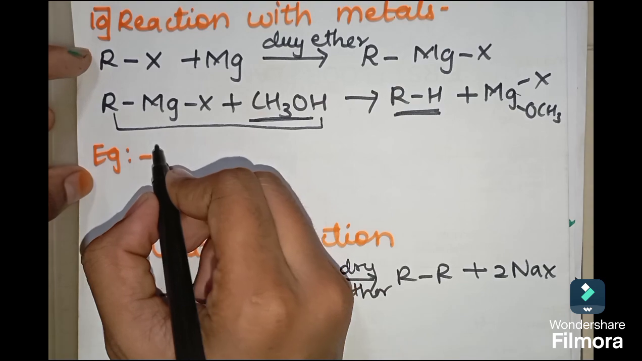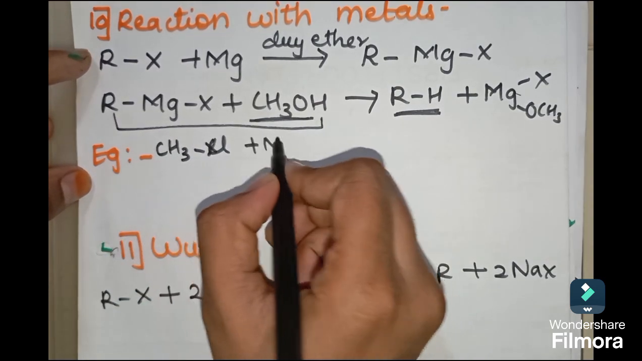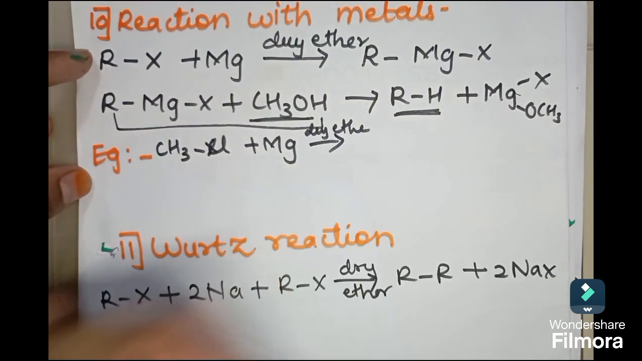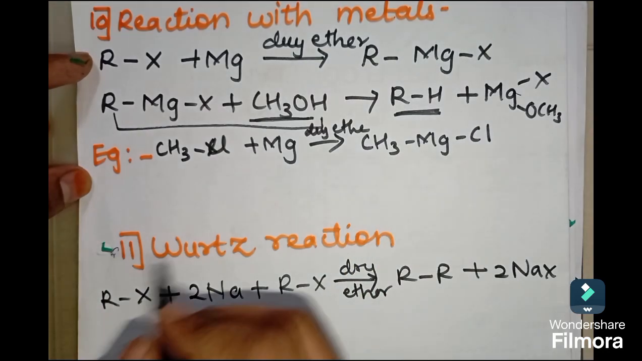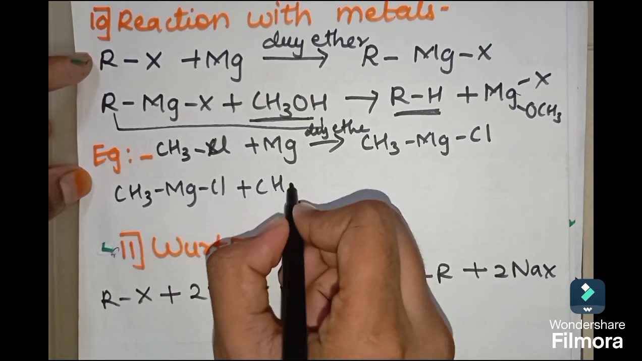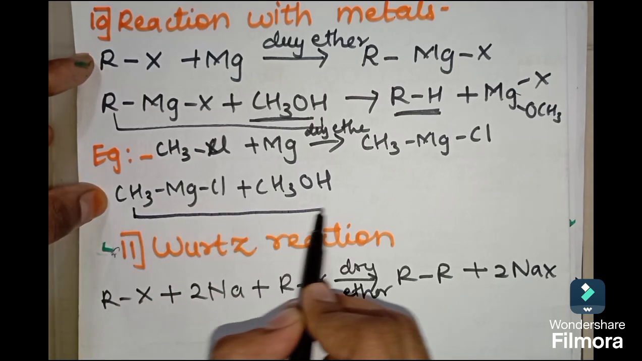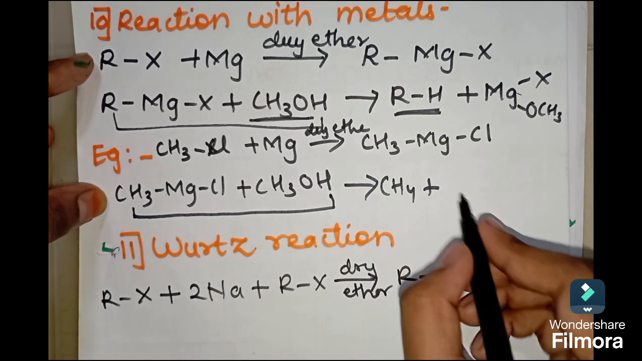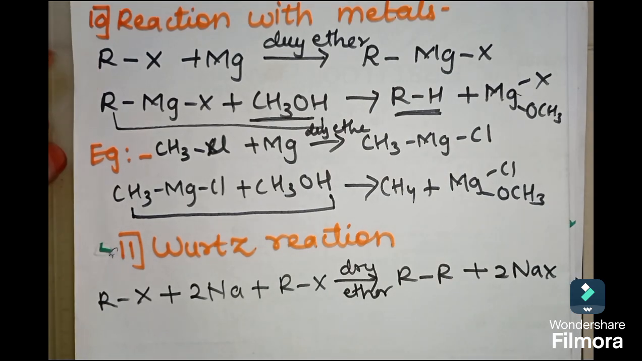I'll show you one example so you can understand it better. So you have to take methyl chloride and then you have to react it with Mg, that is magnesium, in presence of dry ether. Now what will happen over here? CH3MgCl will be formed. Okay. Now again take this Grignard reagent, react it with CH3OH. Now what will happen over here? This methyl group will get combined to H, CH4, that is methane is formed, and MgCl will be attached to this methoxy group. So it is an easy reaction, right?